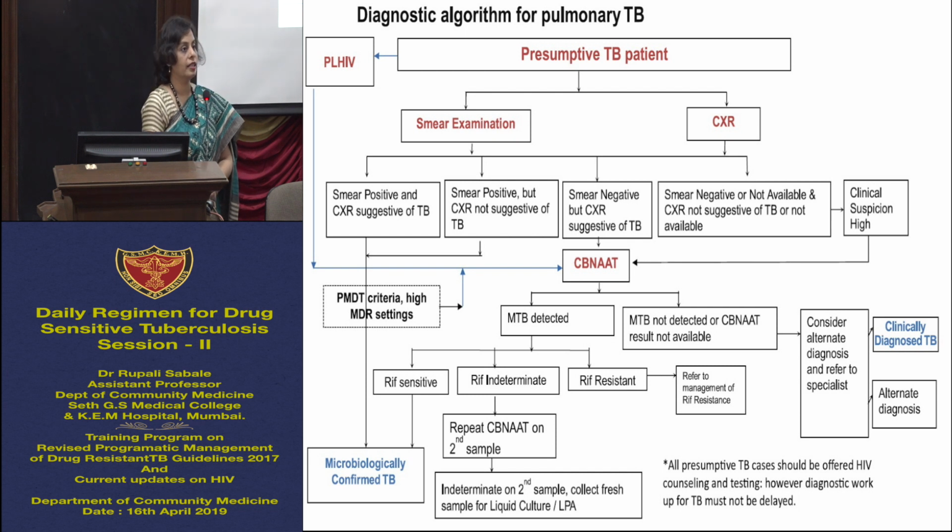If MTB, that is Mycobacterium tuberculosis, is not detected, but we are suspecting tuberculosis clinically, then we label the patient as clinically diagnosed tuberculosis, because CBNAT is negative, smear is negative, chest X-ray is negative, but all the signs and symptoms are suggestive of tuberculosis. In that case, it is termed as clinically diagnosed tuberculosis.